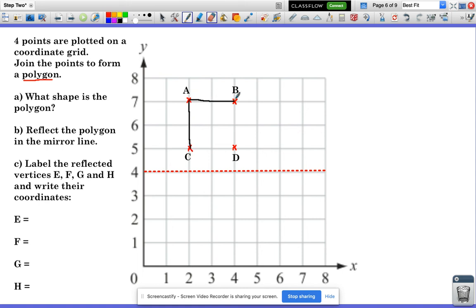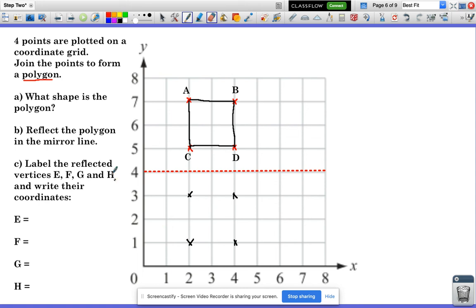Now, this is a special type of polygon because it is a square, kind of a square. All the sides should be straight. So what shape is the polygon? It is a square. Reflect the polygon in the mirror line. So I'm going to reflect this vertex first of all. There. This one is 1 away. There. B is 1, 2, 3, 1, 2, 3, there. And A is also 3 away.